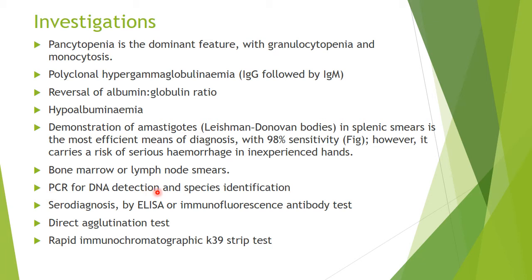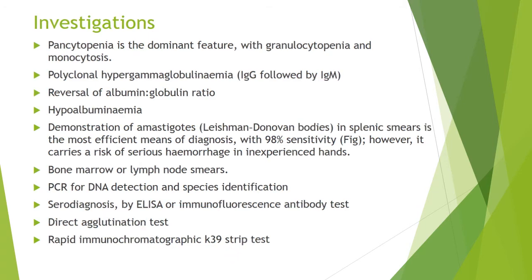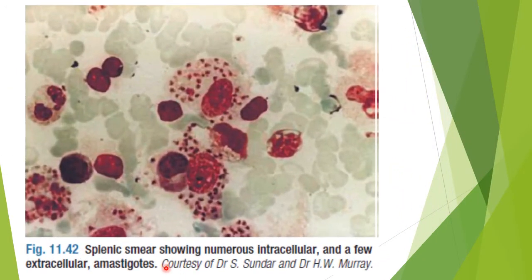We can do PCR for DNA detection and species identification. We can also do serodiagnosis by ELISA or immunofluorescence antibody test. There is also direct agglutination test. And another one commonly used instant test is the rapid immunochromatographic K39 test or the RK39 strip test. So this is the splenic smear showing numerous intracellular and a few extracellular mastigotes.